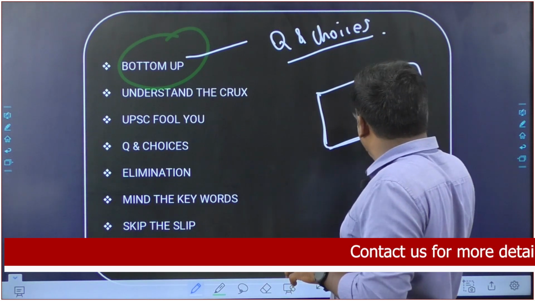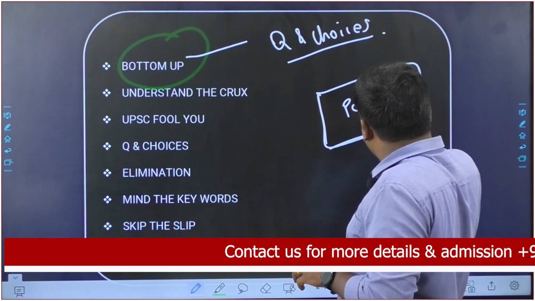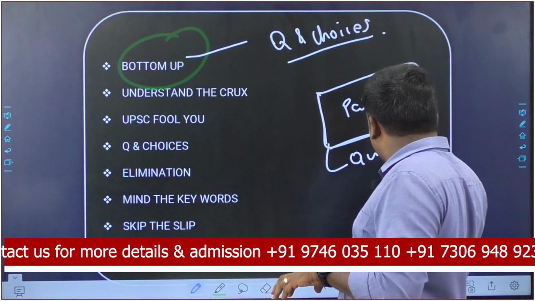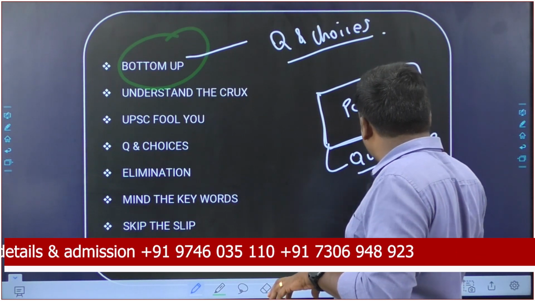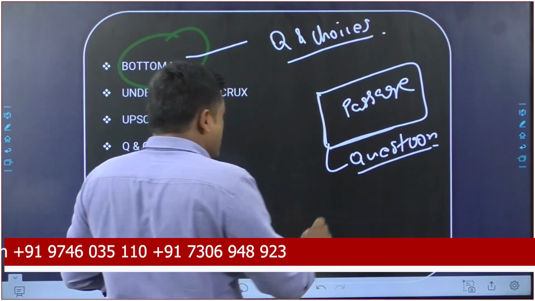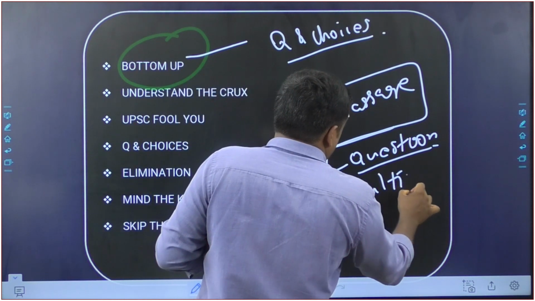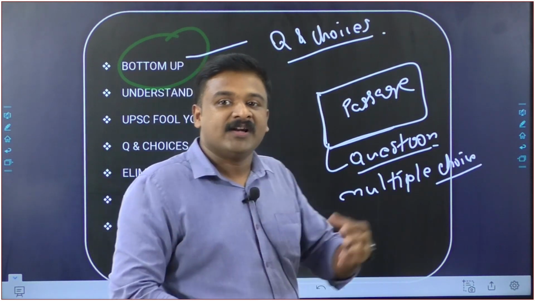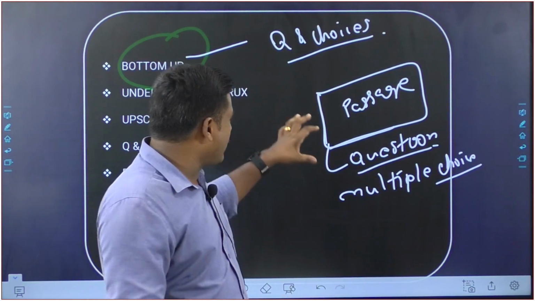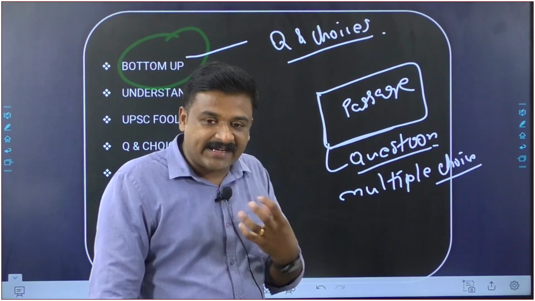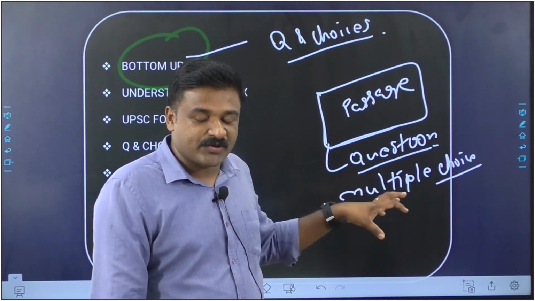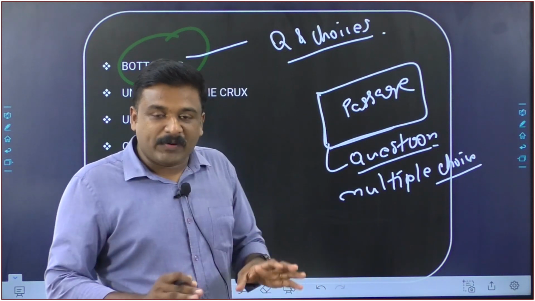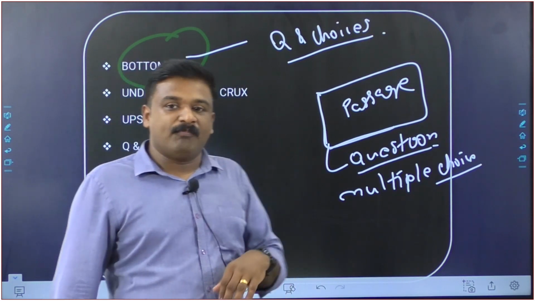the question would always be like this. A passage is given, and that passage is followed by a question. The question is a multiple choice question. Multiple choice type questions. Four choices are given, and based on your reading and understanding of this passage, you have to pick the exact accurate choice out of the given choices. This is the usual format. So in this situation, I would say it is always nice to follow the bottom-up strategy.